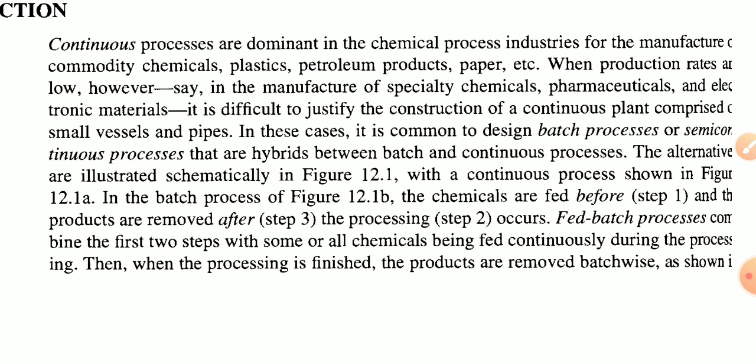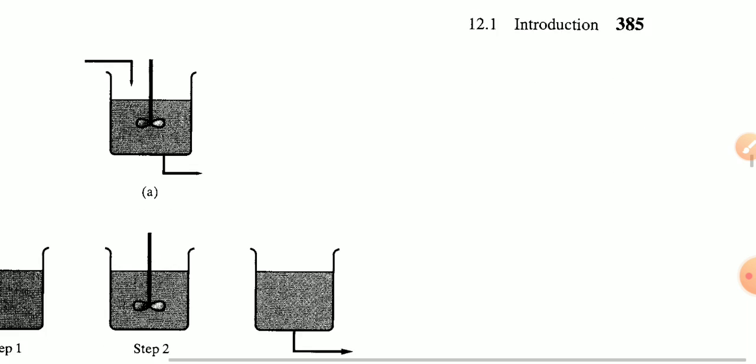In a batch process, the reactor feed is loaded before step 1 and the product is removed after step 3, and the processing, step 2, occurs in between. Fed-batch processes combine the first two steps, with some or all of the chemicals being fed continuously during the process. Then, when the processing is finished, the product is removed batch-wise, as shown in the figure.